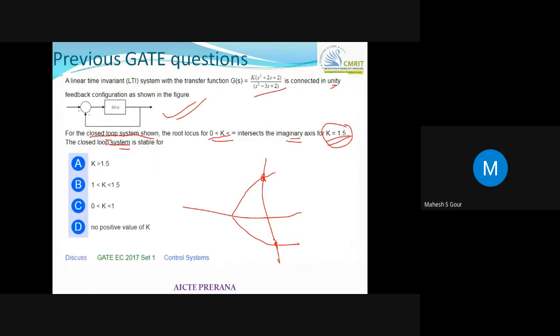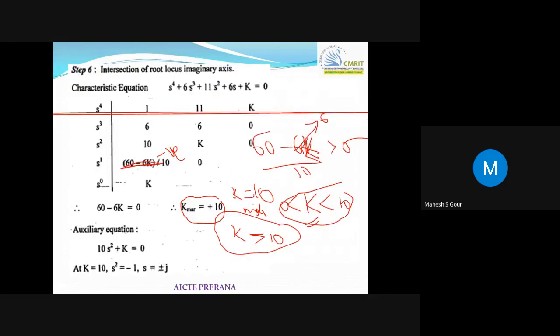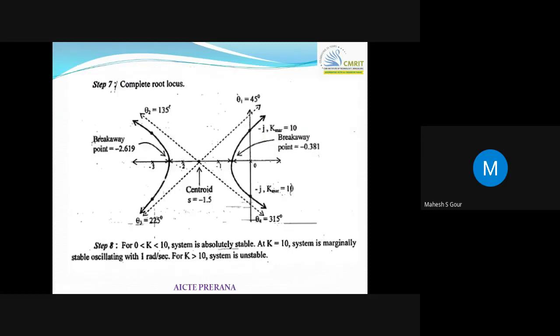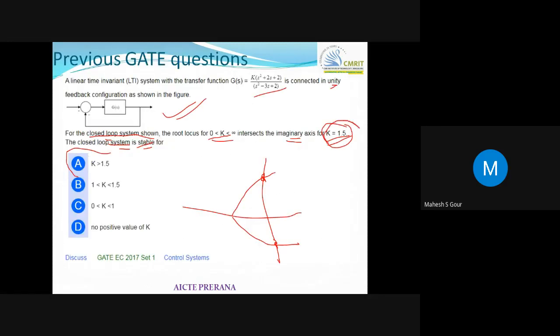K is given as 1.5. Now, for a stable system, what should be the range of k? See here, what was the range? K was equal to 10, and I told you that k should lie between 0 and 10 for the system to be stable. Correct? In the same way, k is given as 1.5.